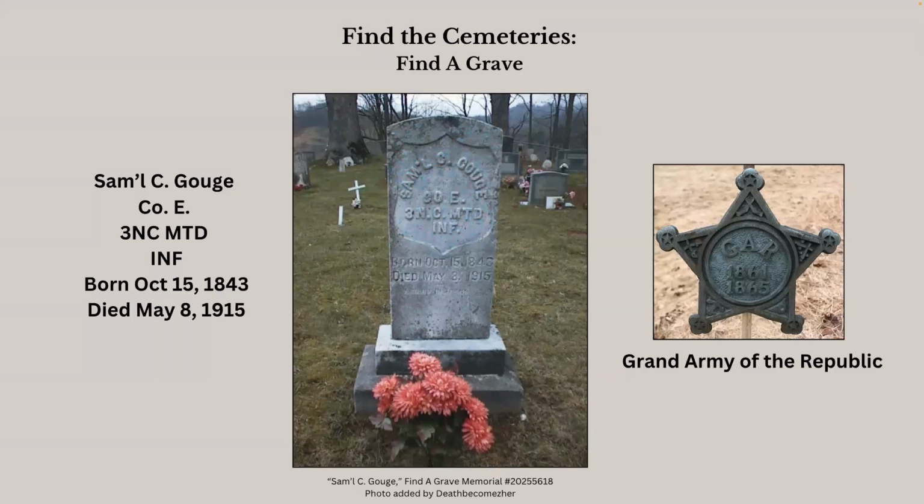This is how the Union stones were made by the government. So some Union headstones may also have a marker next to it with the initials GAR on it. If you see GAR, it stands for the Grand Army of the Republic. It was placed there by a social organization, and it represents the Union, that this was a Union soldier.